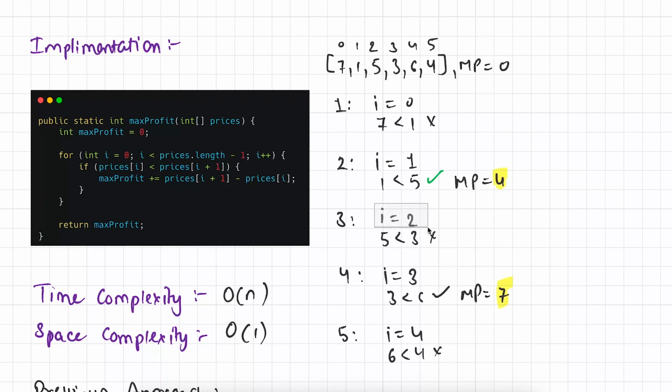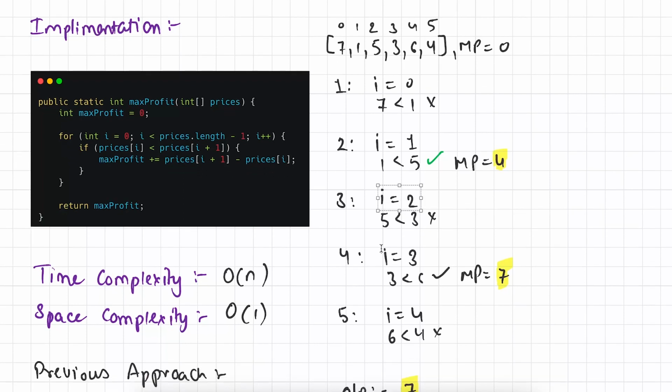The value of I on next day is 2. So we check if 5 is less than 3 or not. This time 5 is not less than 3. So we simply move to next day.